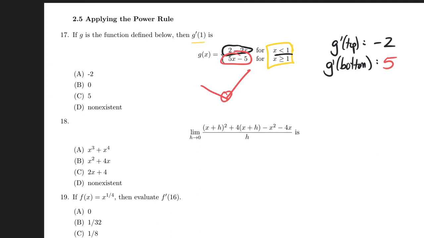And there's going to be a cusp at 1. Slopes of -2 turn into a slope of 5, and that means you have a cusp, so this is non-existent. If these two things turned out to be the same number, that would be the answer, but they're different numbers when I switch my piecewise, which means it's not going to work.